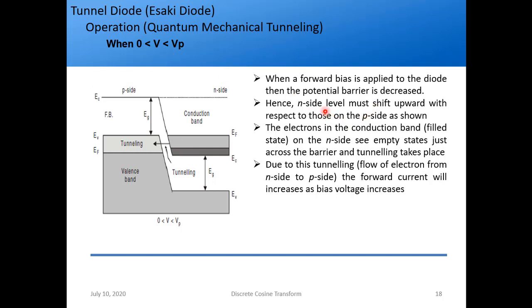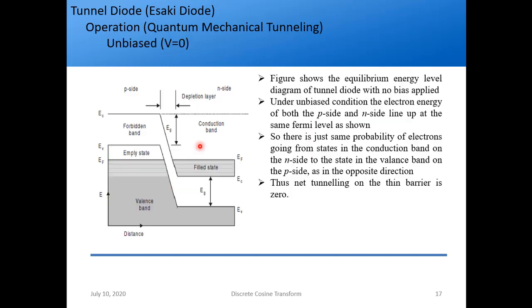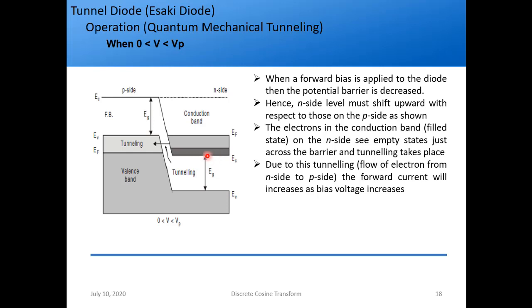what happens is the n side level must shift upward, right? So this n side level shifts upwards. So this is n side, right? So this level from the conduction band shifts upwards. So that is shown by a dark gray line here. So since this shifts upwards, what will happen? These electrons can tunnel through here, right? So this is shown as tunneling. So tunneling can happen in this. So due to this, the forward current will increase as bias voltage increases.